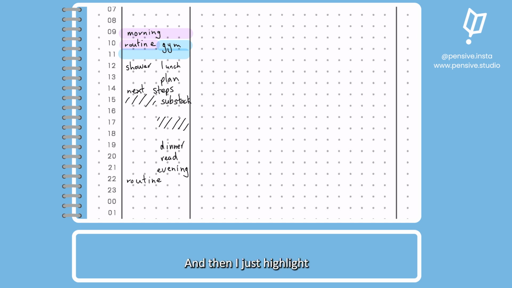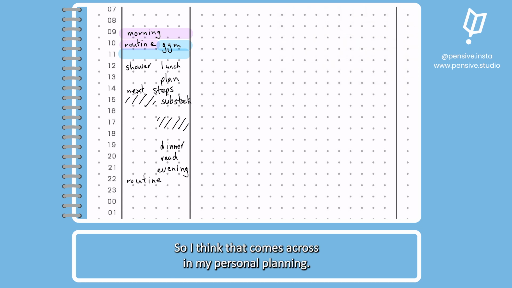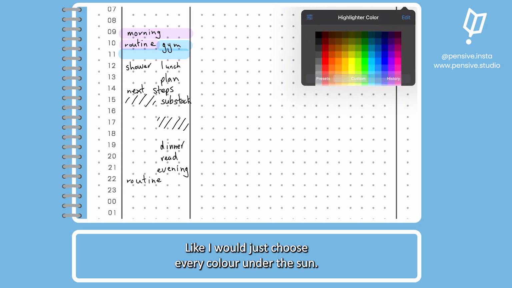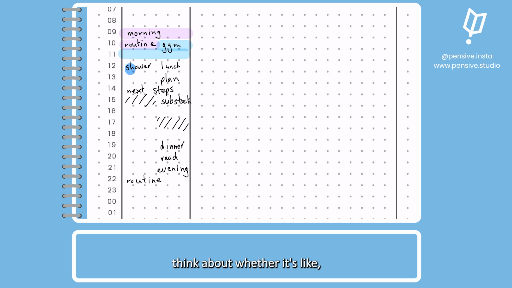And then I just highlight. I just love having color. In my personal art projects and stuff, my art is very, very colorful, and in my day-to-day life, how I dress as well is quite colorful. So I think that comes across in my personal planning. I would just choose every color under the sun, and I don't really think about whether it's aesthetically pleasing or not. I like colors. I like to keep it colorful and fresh.